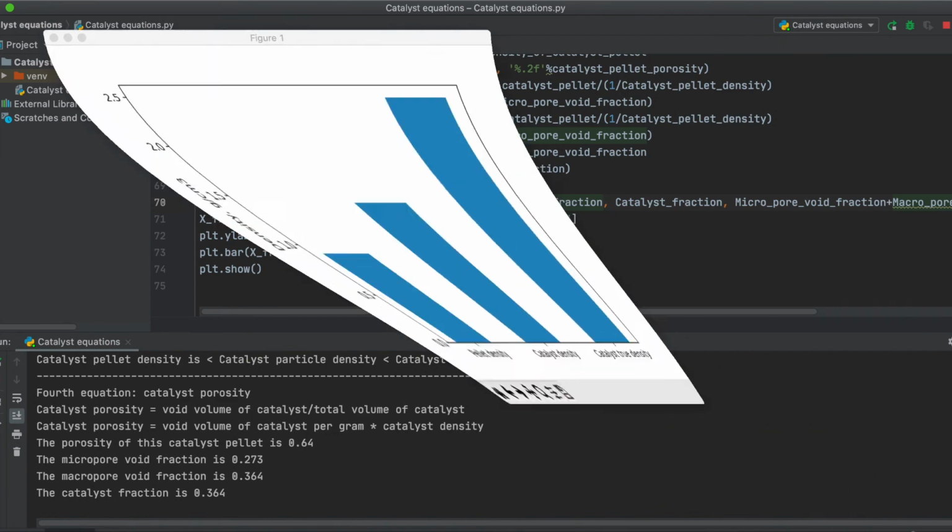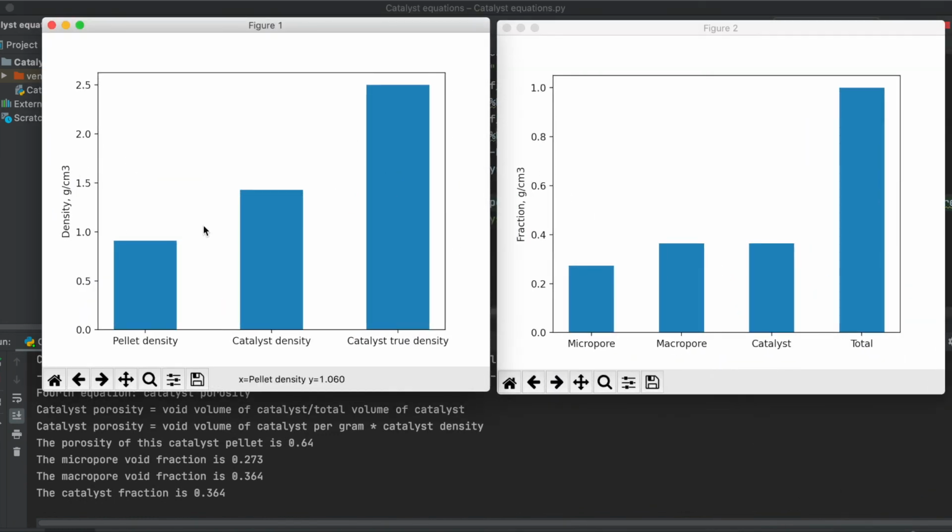So now to visualize today's calculation, as shown in figure 1, the pellet density is less than the catalyst particle density, and that is also less than the catalyst true density. And on figure 2, what I showed you is the volume fraction of different components in this catalyst pellet. As you can see, the micropore is less than 30%, and the micropore and the catalyst is around 36% of the total volume.